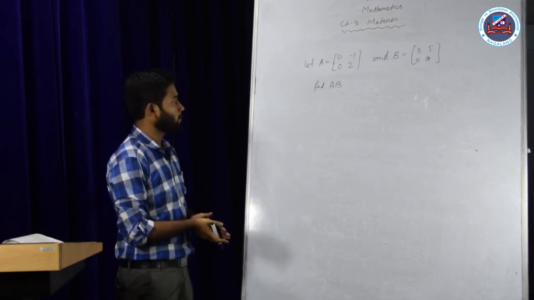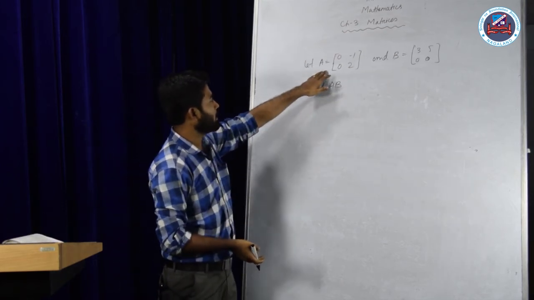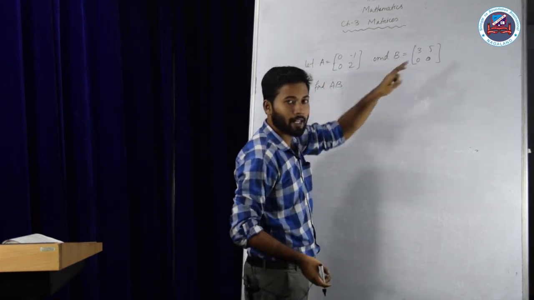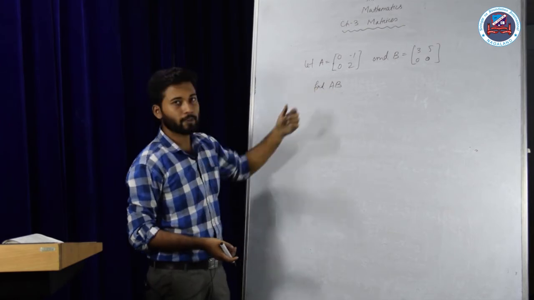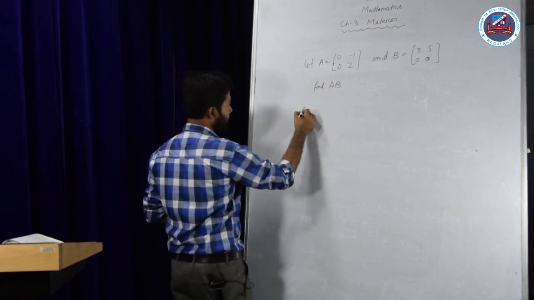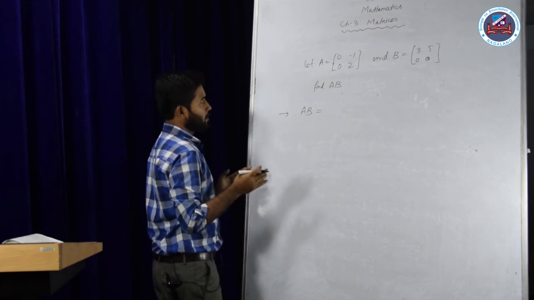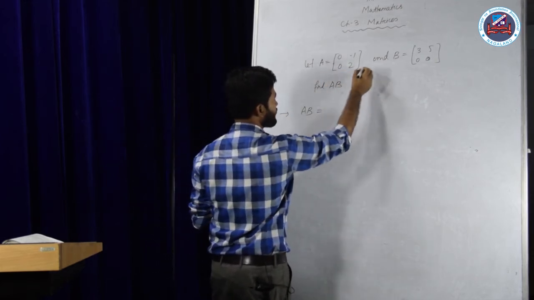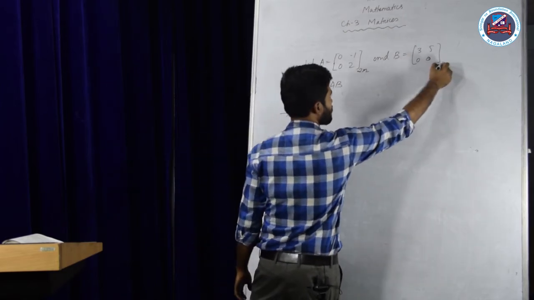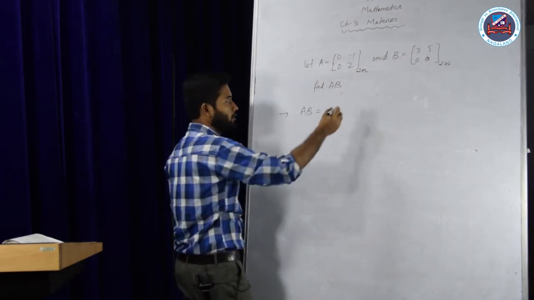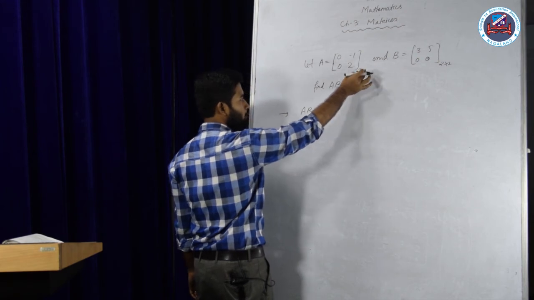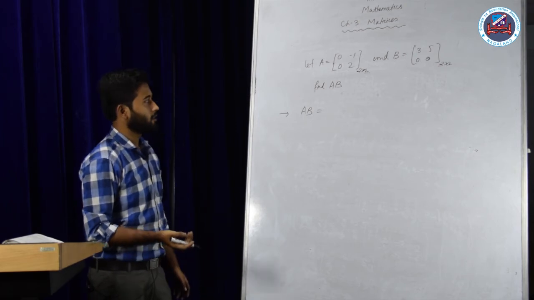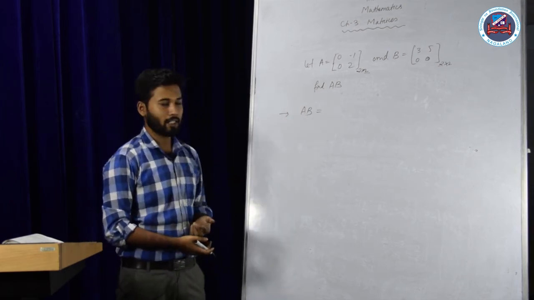So we have taken an example from the book. Here the first matrix is given by A equal to 0, minus 1, 0, 2, and the second matrix B is equal to 3, 5, 0, 0. So we need to find the product of A and B. So here the first thing you need to see is that this matrix is a 2 by 2 matrix, and the second matrix is also a 2 by 2 matrix. That means the number of columns of the first matrix is equal to the number of rows of the second matrix. That means we can do the product of A and B.